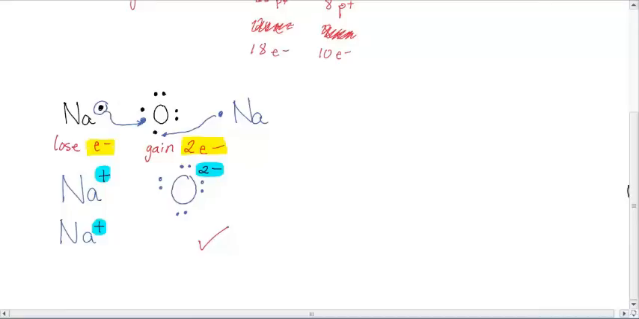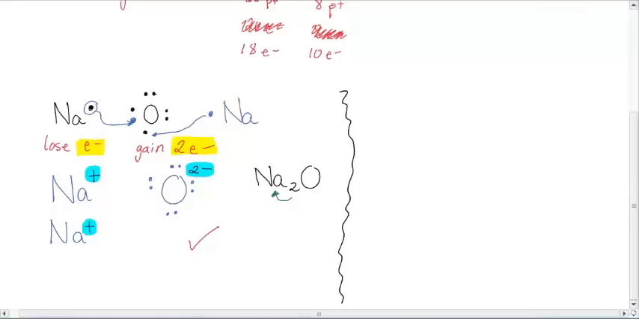So what I've drawn here are the ions, right? The ions that are produced when sodium and oxygen come together. If I wanted to write sodium and oxygen in a formula as a compound, I would write it like this. Na, we always put the metal first, 2O. And what that shows me is that I need 2 sodium atoms for every 1 oxygen atom.